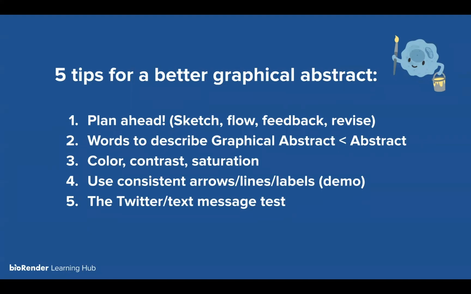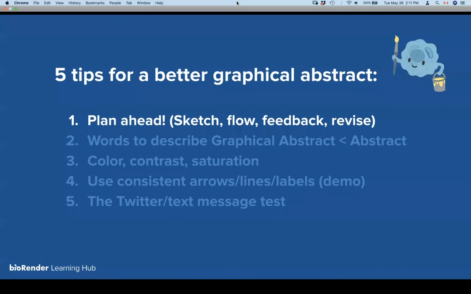This goes for any kind of figure you make, especially, in this case, for graphical abstracts in particular. I would say to use consistent arrows, lines, and labels. We have such little space to work with and so little time to convince the viewers that your article is certainly worth reading, or your research is interesting to dig into, or your message is important. So using consistent lines, arrows, labels, fonts, all of that is really important. And then finally, this seems a little bit silly, but it is important to do the Twitter/text message test. And we'll show you what that means when we get there.